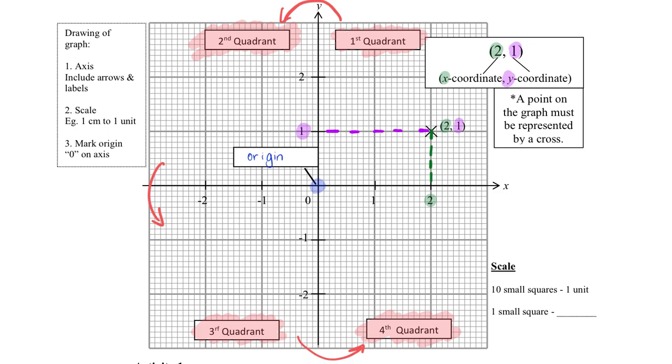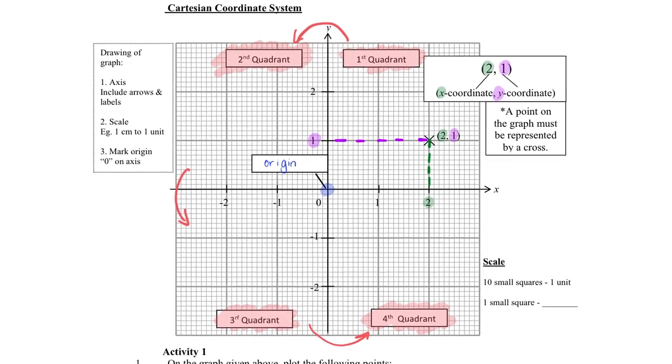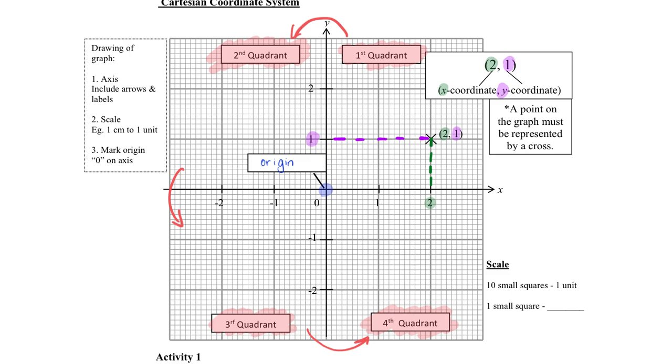Okay? So usually when we draw a graph, we do need to make sure that we have the axis, which includes the arrows and the labels, x and y. The scale, sometimes they give as 1 cm to 1 unit, sometimes they give 2 cm to 1 unit. And we mark the origin on the axis.